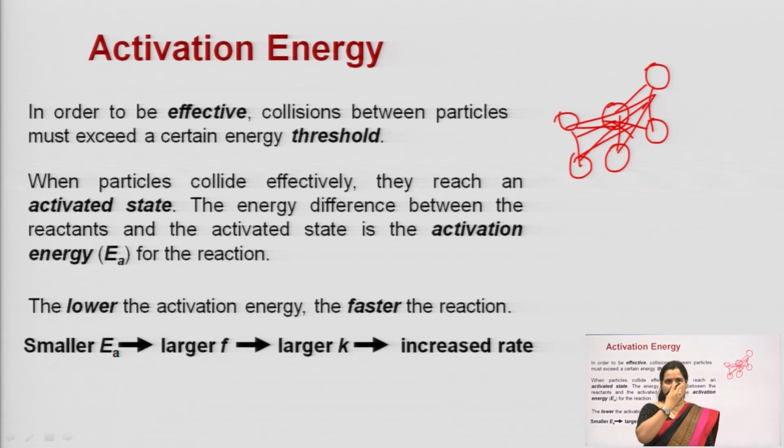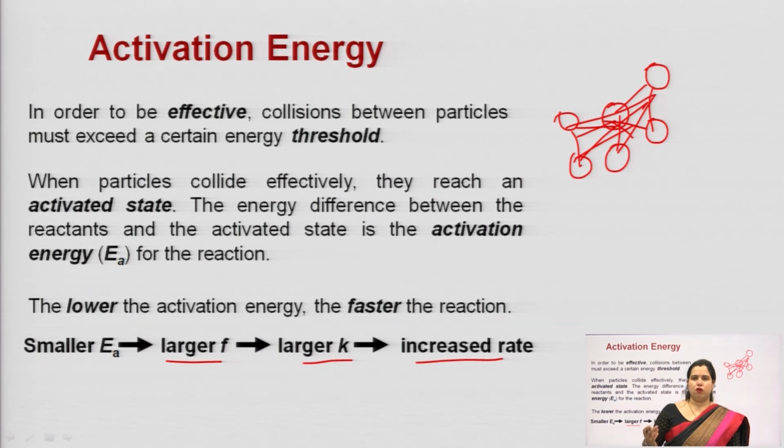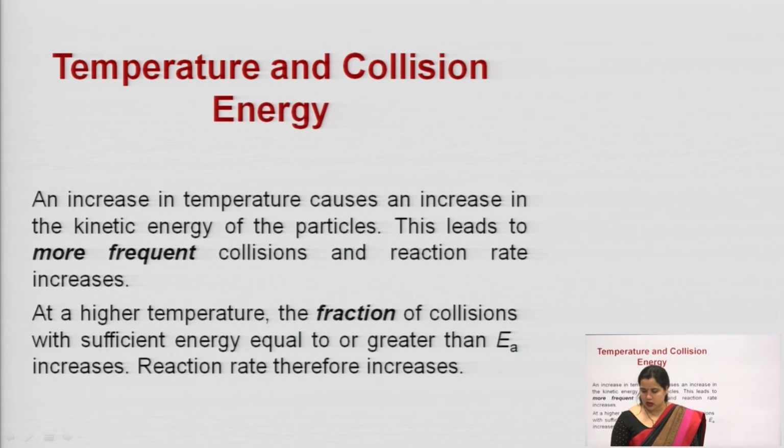So, the lower the activation energy, the faster the rate of reaction. Smaller E A values generally give larger F values, a higher rate constant, and an increased rate of reaction. So, this is the inverse relationship of activation energy and the rate of reaction. In order to be effective, a collision between particles must exceed an energy threshold, so they reach an activated state.